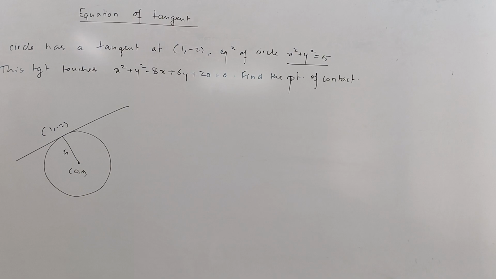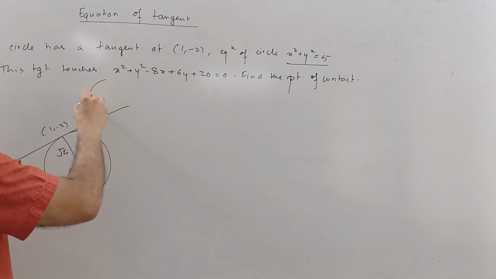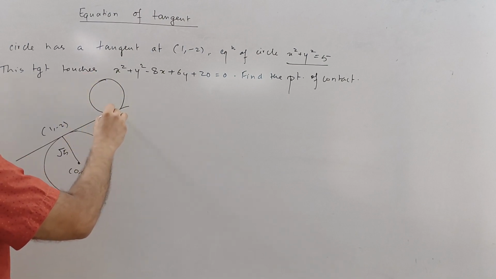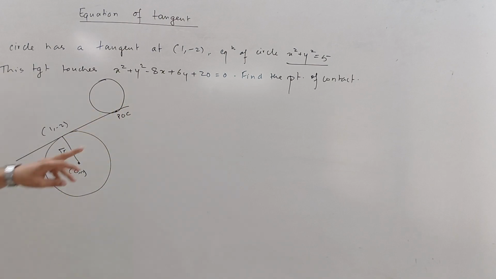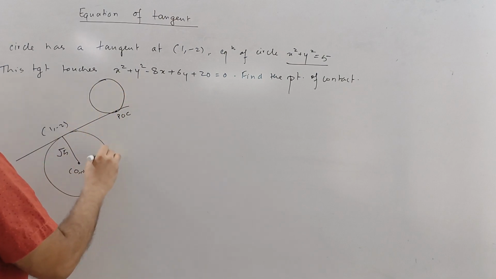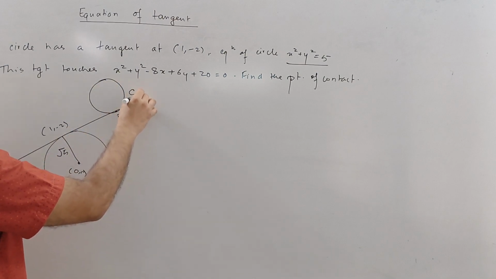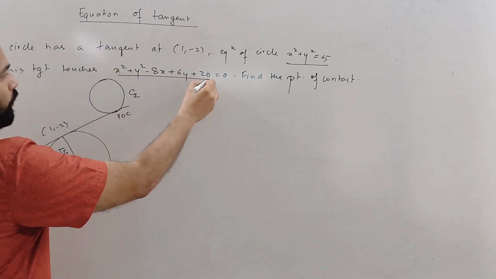Now this, it's root 5, sorry. This tangent is touching another circle. That also is given. So probably it is this circle that you are talking about. And this is the point of contact. So this is the point of contact that we have to find. Given that this is this circle, let's call this circle C1, let's call this circle C2. So this is what C2 is.